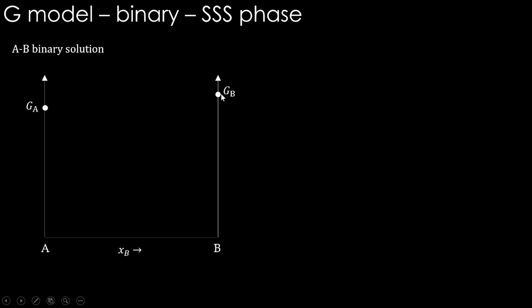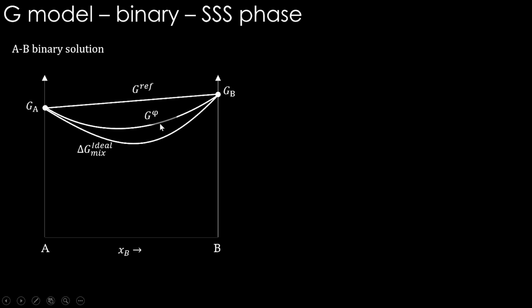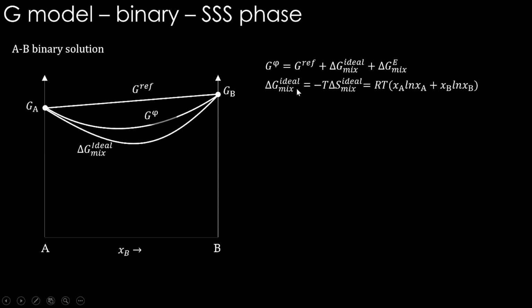See, Gibbs energy of A, B we have seen in a binary G versus X plot. This is how we start, with pure element Gibbs energies. The reference energy is here, and from there delta G mix ideal takes the Gibbs energy of a phase to an ideal solution here, but real solutions may deviate from that. That is G phi here. Phi is the phase that we are talking about. So G of a phase phi is equal to G reference plus delta G mix ideal plus the excess Gibbs energy term. This is the deviation from the delta G mix ideal line. This delta G mix ideal we know is minus T delta S mix ideal, which is calculated by this formula. We have seen that this will be used in CALPHAD as well.